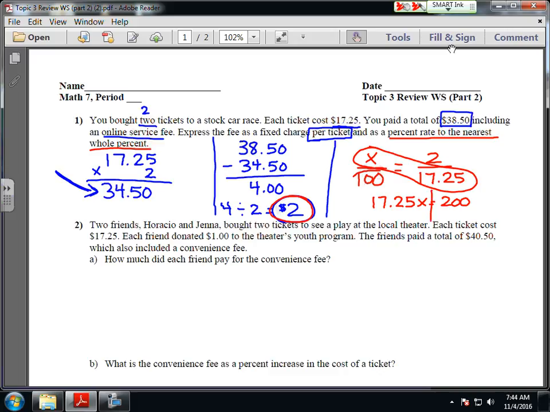Go ahead and finish it out and circle your final answer. We won't be discussing what the final answer is. You need to get a final answer. It will be in a decimal, and you have to round it to the nearest whole percent.